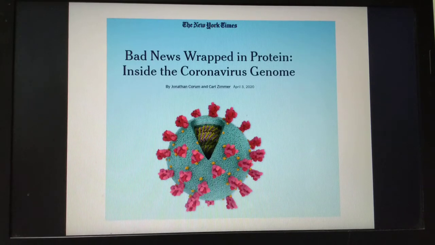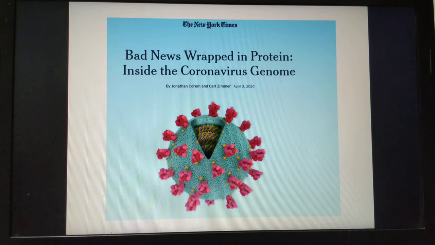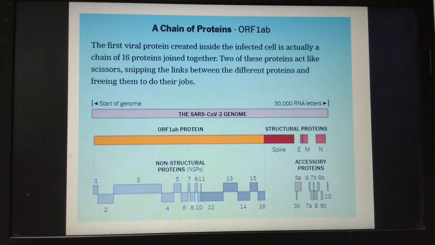This is mostly targeted for people who are not very much into the biology field. So I will try to explain it in as much layman's language as possible so that people who are not in the biology field can understand and get a basic idea. Now we'll come to the first thing: how the genome looks. The genome is about 30,000 letters long.